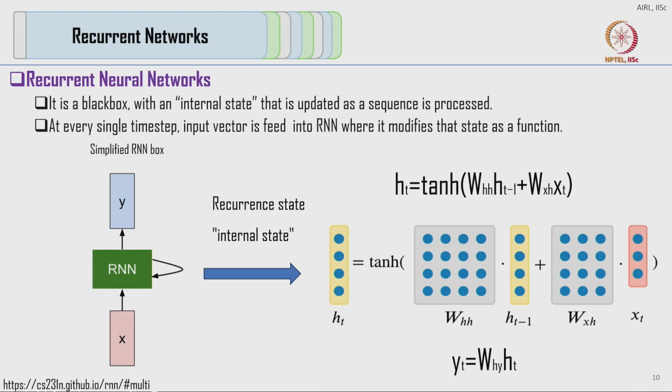Now again we can write the earlier equation in a different fashion. So let us focus on this particular equation. The hidden state ht could be written as tanh, which is the activation function, of Whh times ht minus 1 plus Wxh times xt. Now once we have the hidden state, which is identified as the output of the RNN, we can also write y, which is the output of this particular RNN at timestamp t, as Why times ht.